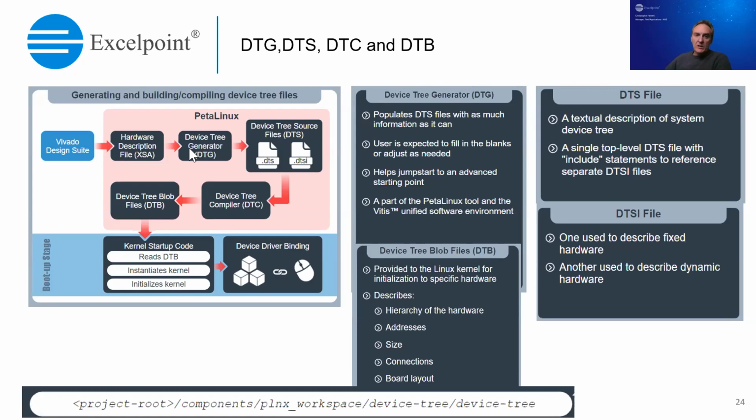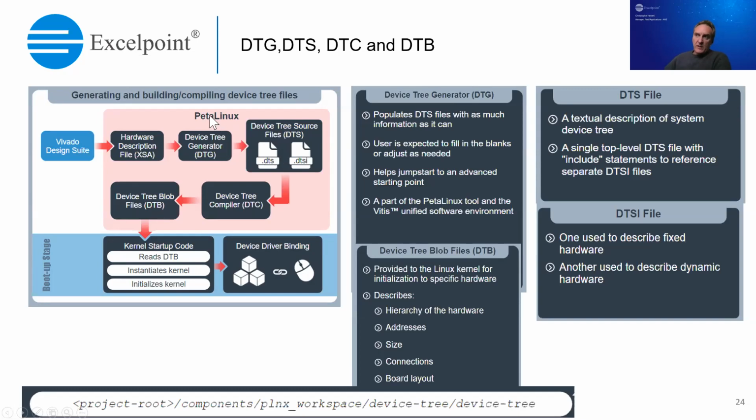So the device tree generator will populate the device tree source files with as much information as it can based on that, but you will still be expected to fill in the blanks or adjust as needed, and specifically when you're building custom hardware. So building device tree source files for custom hardware will always be somewhat of a manual process, but at least the device tree generator can help jumpstart you to an advanced starting point.